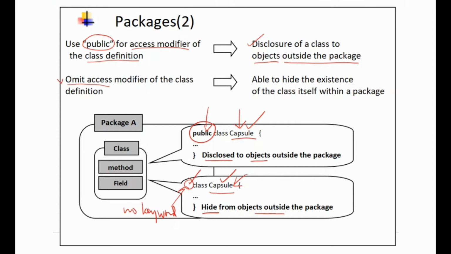So by omitting the access modifier, you are using the no keyword access modifier, and you're able to hide the existence of the class or any object within the package only. So those objects that could access this Java class would only be those classes within the same package as Capsule.